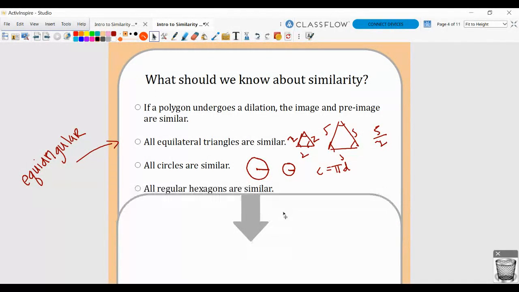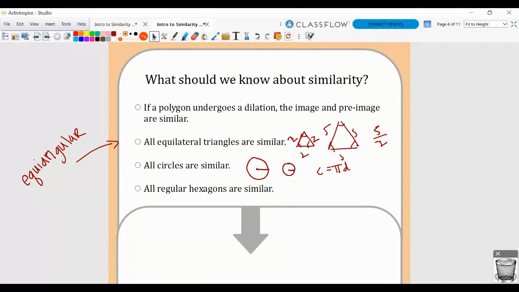Circumference is just a length. It's like perimeter. All regular hexagons are similar. What's regular mean? Regular means that all sides and angles are equal.